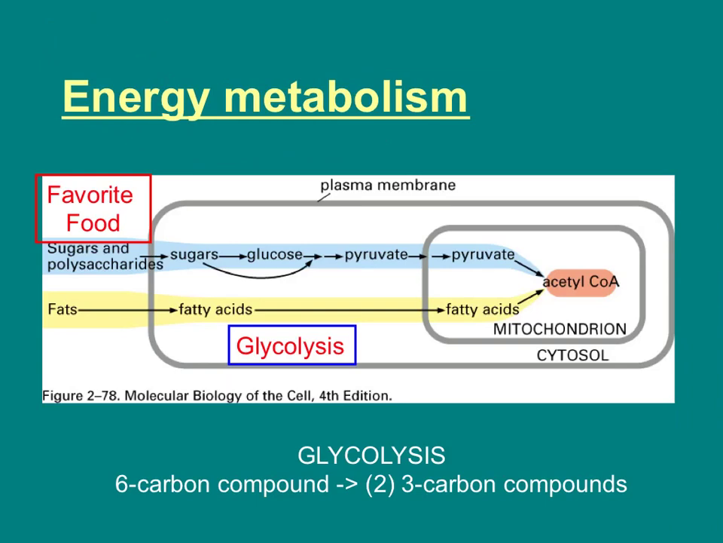So we're going to start with sugar. The sugars can be broken down into glucose or converted from some other sugar into glucose. Six carbon compound, and it's made into, what's the molecule it's made into? Pyruvate. Do you need to know the structure of pyruvate? No. Mary Pat doesn't care.